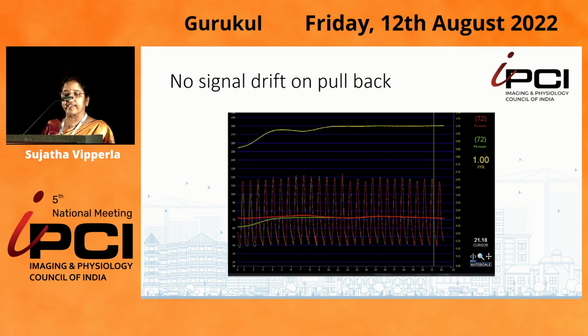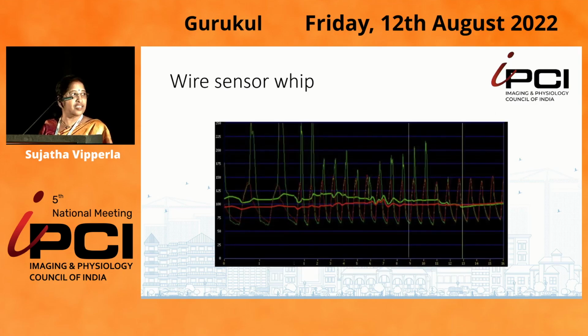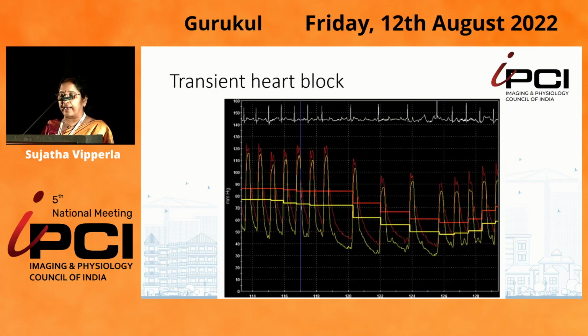And if there is no signal drift on pullback, the value is 1 at pullback. You know that you've made a good pressure recording. So this is very important because it will assure that you have done a true correct assessment. This via sensor, VIP has already been shown, and presence of any complete heart block due to administration of adenosine has to be taken into consideration.